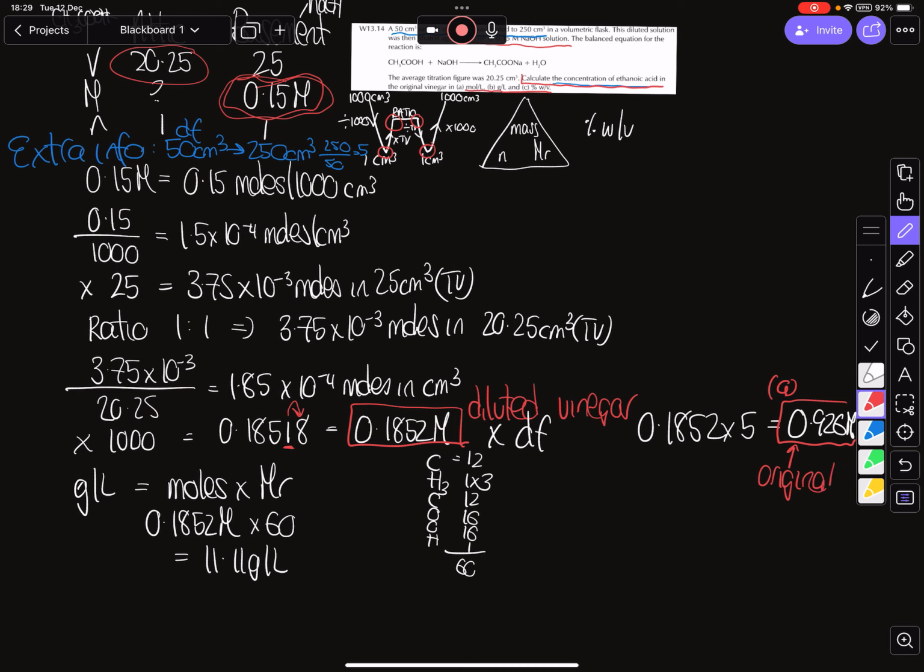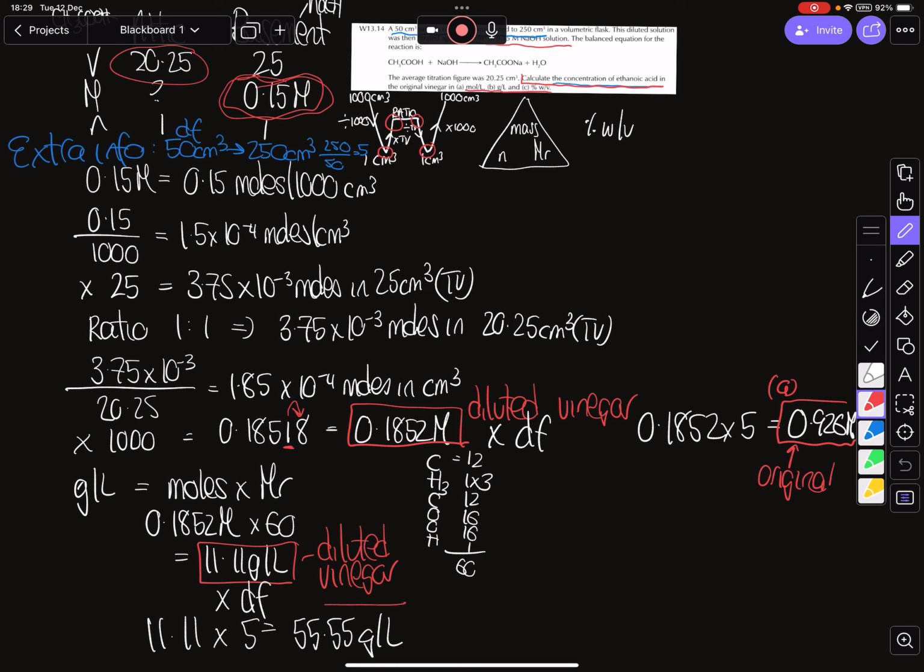In terms of my concentration, down here, this is again in my diluted vinegar, so I need to multiply by my dilution factor. So I'll be multiplying that again by the dilution factor, which is 5. So 11.1 by 5 is equal to 55.55 grams in a litre. So we now have worked out part B, which is my concentration in my original.